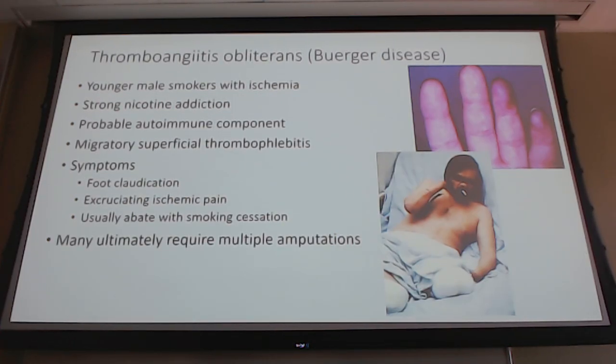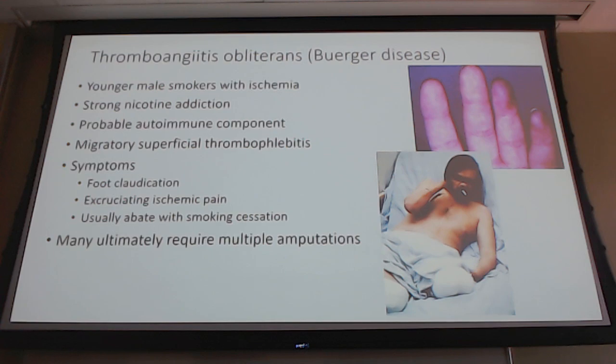Okay. Thromboangiitis obliterans, okay, or Buerger's disease. We see this with young male smokers. These are the chain heavy smokers, okay? This is not just a pack a day. They're like 3-4 packs a day. Very, very strong nicotine addiction.